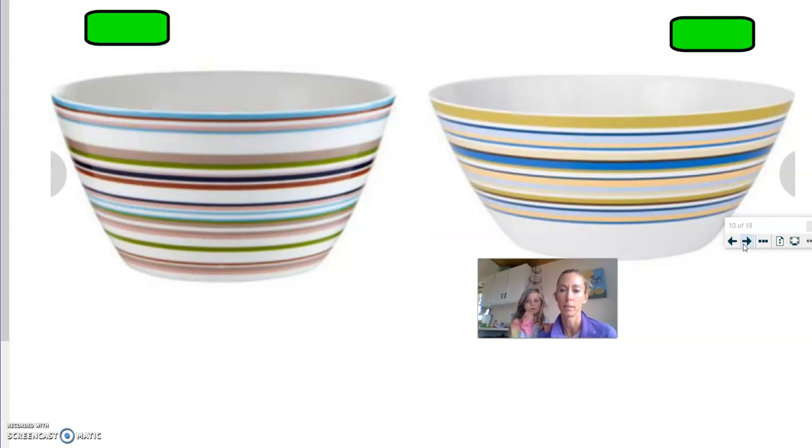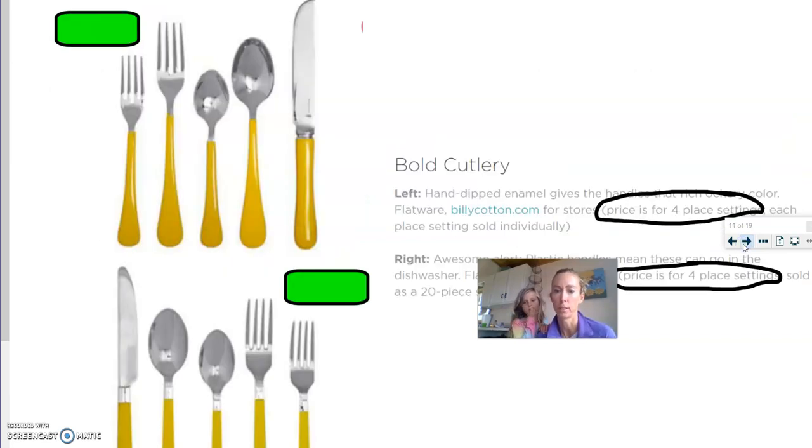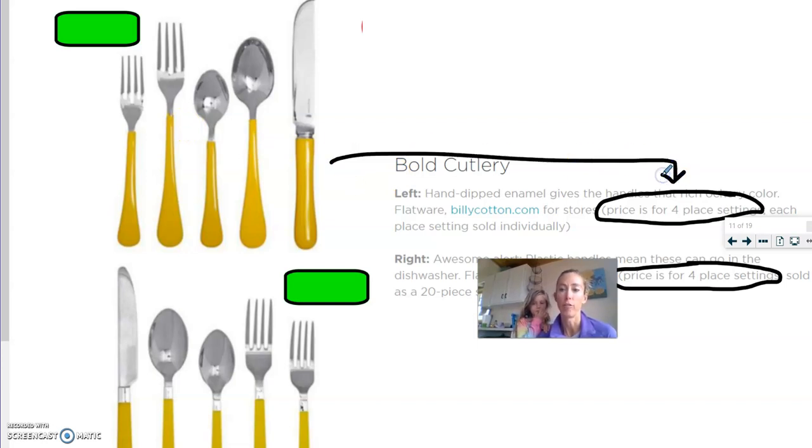This one's amazing, the difference between bowls here. And this one, between the silverware. So just keep in mind, this price is for 4 place settings, so you get 4 sets of these. That's a total of 20 pieces.